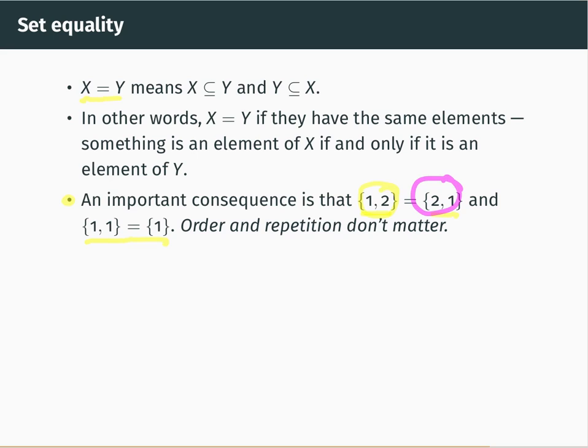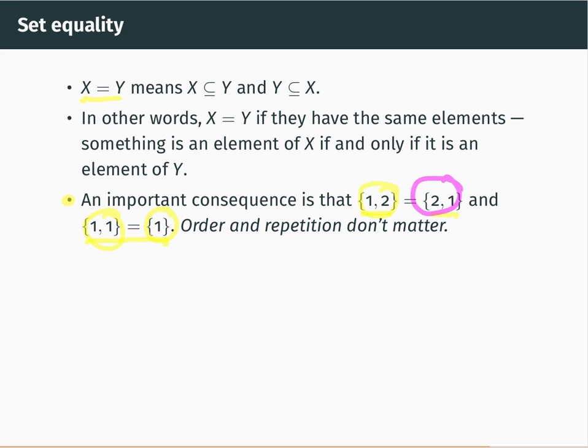Another important consequence is that repetition doesn't matter. So for example, the set {1, 1} is equal to the set {1}, and again for the same reason. Every element of the set on the left is also an element of the set on the right, because the only thing which can answer yes to the question, are you an element of the set containing 1 and 1, is the number 1, and that is also an element of this set. So the set on the left is a subset of the set on the right, and similarly, the only thing which is an element of the set {1}, the set on the right there, is the number 1. That's also an element of the set on the left, so the set on the right is a subset of the set on the left.